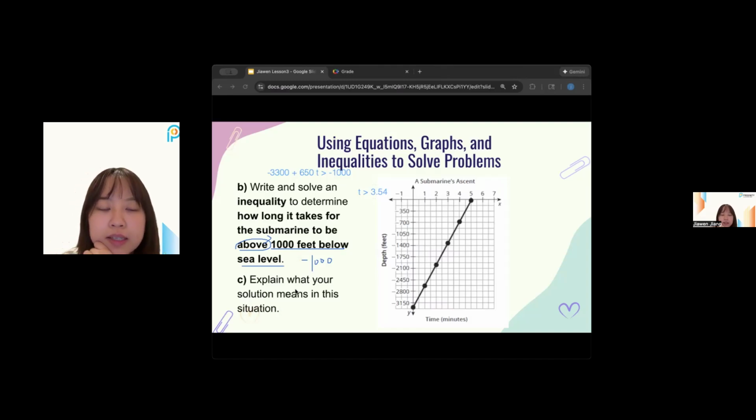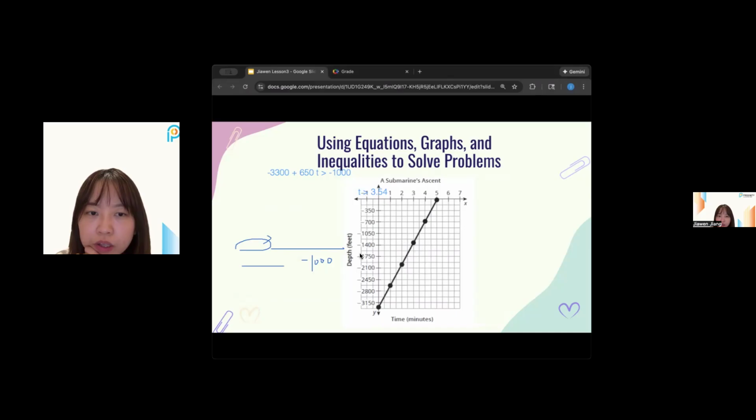And then let's look at question C. Explain what your solution means in this situation. Can anyone tell me? How do you think? Yes, so after around 3.5 minutes, this submarine is above 1,000 feet below sea level, right? Okay, good job. So far, do you have any questions? If there's something you feel unclear, still confused, let me know, okay?